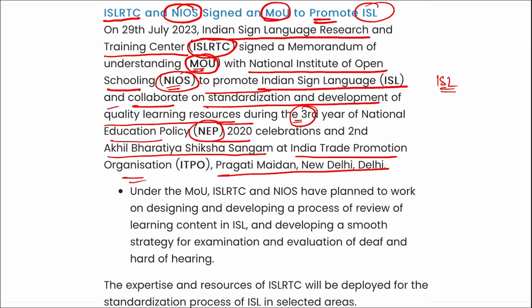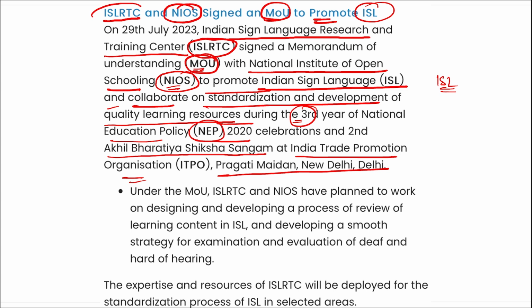Correct? So coming back, remember this MOU was signed to promote ISL, that is Indian Sign Language. Correct? Under this MOU, they have planned to work on designing and development of the process of review of learning content in ISL, and developing a smooth strategy for examination and evaluation of the deaf and hard of hearing students. Correct? So to help those deaf and hard of hearing students, and to provide them with various development, examination and evaluation strategies, a MOU was signed that will be promoting this Indian Sign Language that comes under NEP 2020, and it was signed by ISLRTC and NIOS.